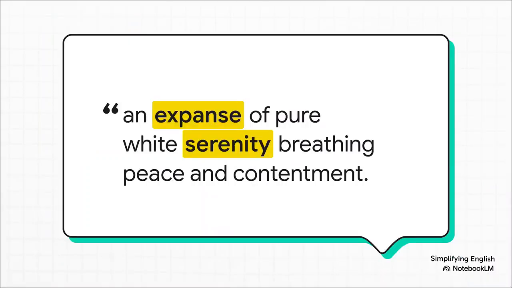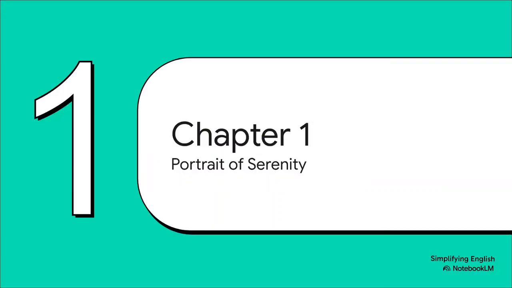Right off the bat, I want you to listen to this phrase: an expanse of pure white serenity, breathing peace and contentment. It's gorgeous, right? Singh uses this really striking imagery to describe his grandmother, basically comparing her to a quiet winter landscape up in the mountains. And this single sentence actually acts as the anchor motif for her entire character. Because throughout this shifting narrative, as locations change, and as the author himself grows up from a little boy to a university grad, her core essence, that pure white serenity, remains remarkably unchanging. So let's see how the author establishes this in Chapter 1, A Portrait of Serenity.